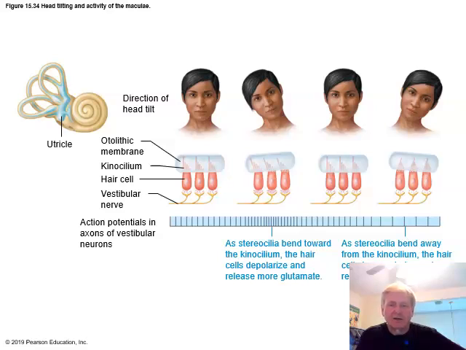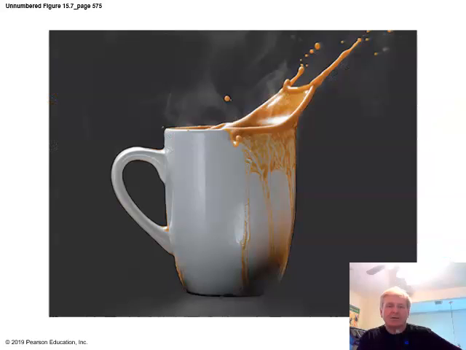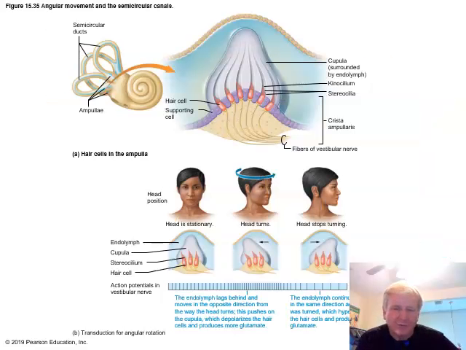Then she turns her head the other way. Now the stereocilia are bent away from the kinocilium. The kinocilium is the tallest stereocilia. Now the hair cells hyperpolarize and release less glutamate, so you'll see less of an action potential frequency. That's how we perceive balance. And this just shows you another image showing how transduction occurs for movements in different angles.